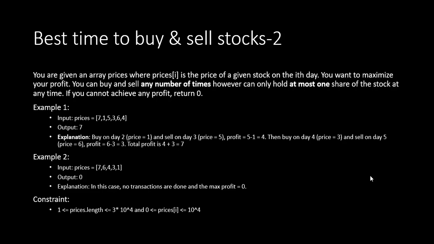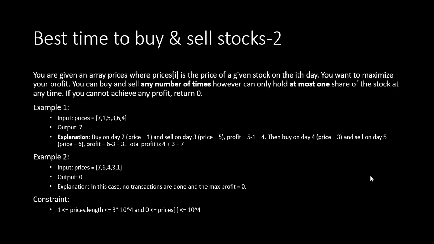7 1 5 3 6 4. If you remember the previous example, we got output 5 because we could only buy and sell once. So we bought when it was 1 on day 2, and of course we sold when it was 6. So 6 minus 1 equals 5. In this case, because we can buy and sell as many times as we want, the maximum profit is 7, not 5.